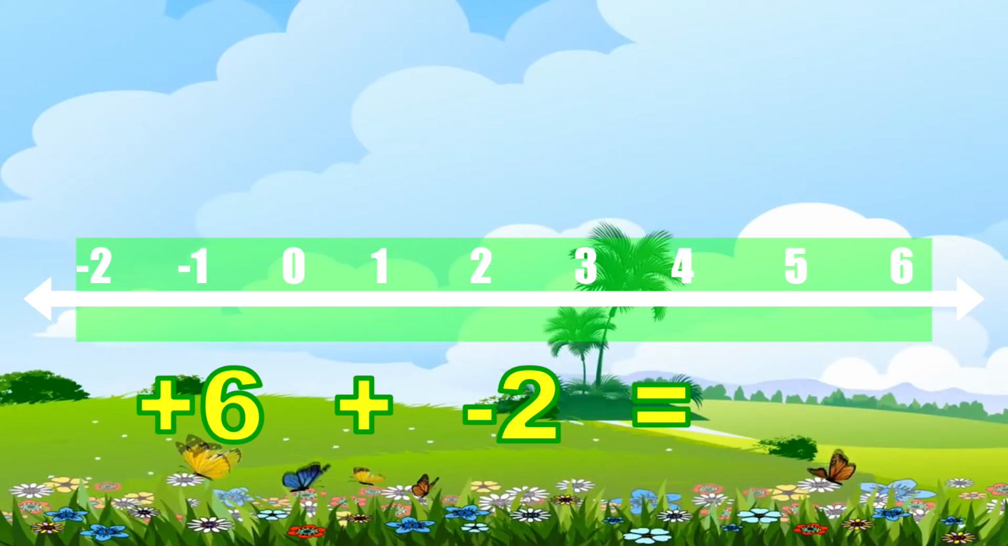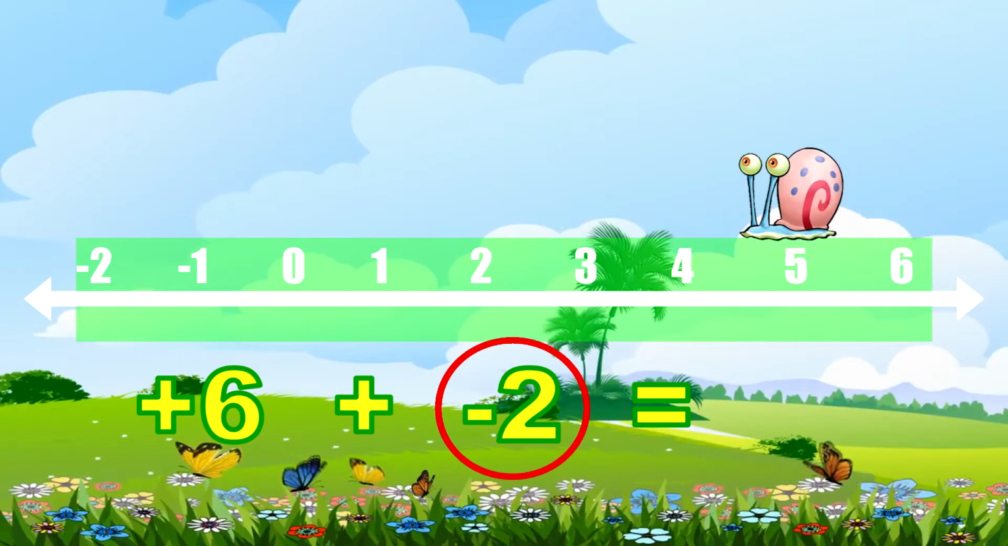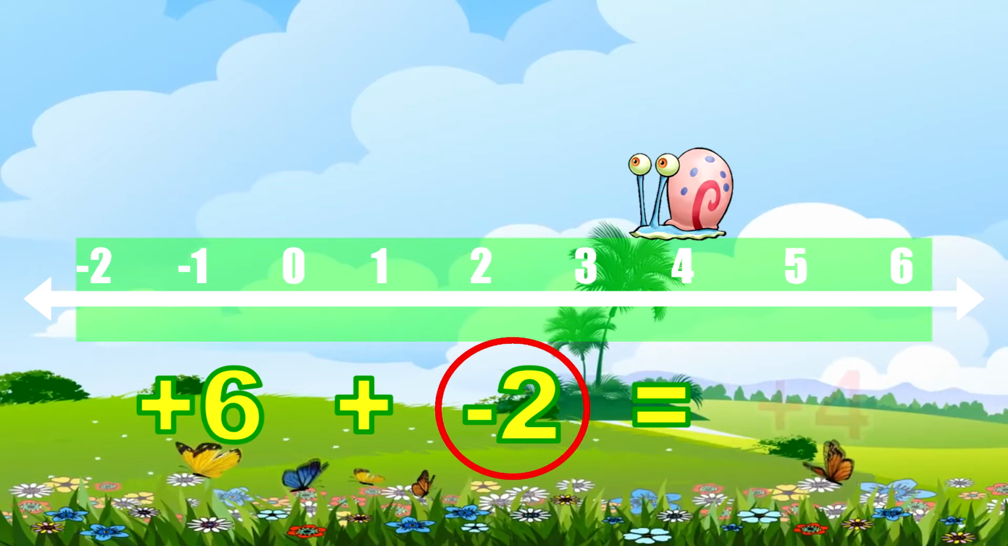Positive 6 plus negative 2. Gary the snail is at positive 6. And since you are adding a negative number, move to the left. 1, 2. The answer is positive 4.